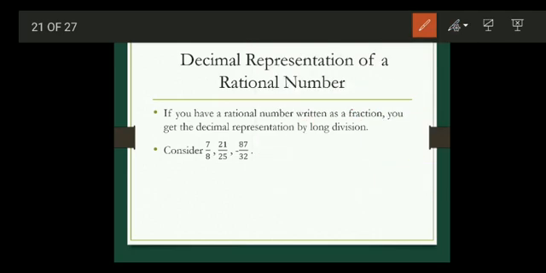Remember that the remainder is 0 when you divide 7 by 8. You will get 0.875. Remainder is 0. Now divide 21 by 25.